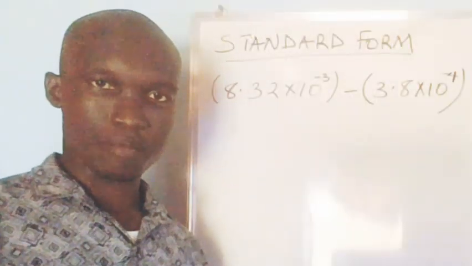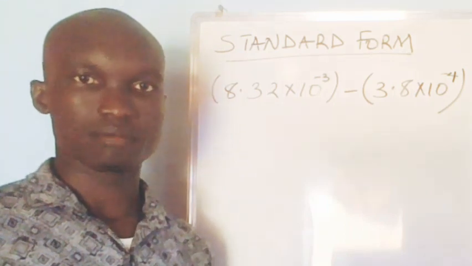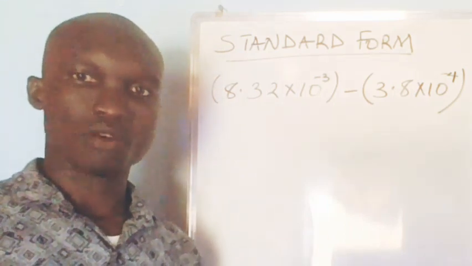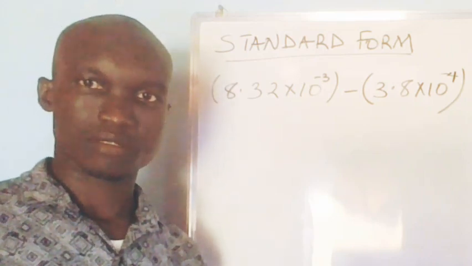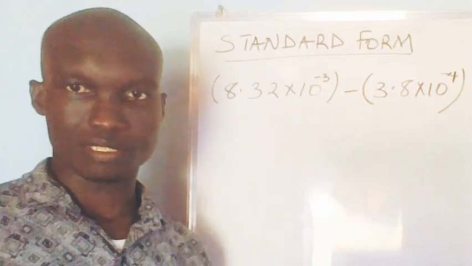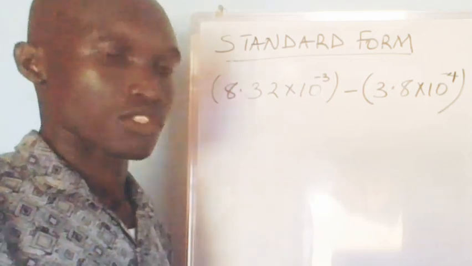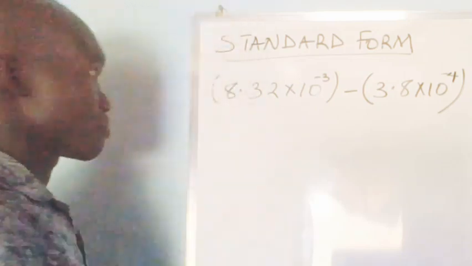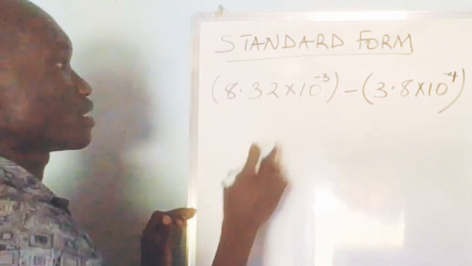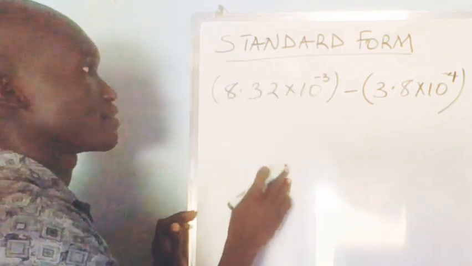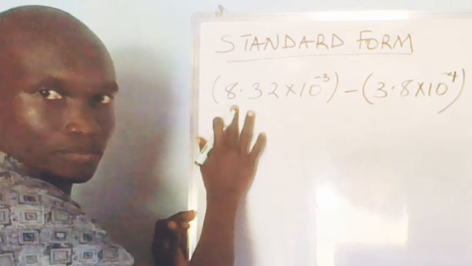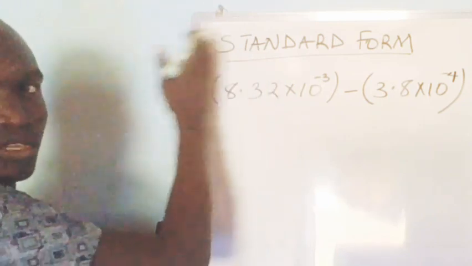Now we are given this number. And let's see how we can subtract them. The first thing you have to do is convert them to numbers which have decimal points, so that it will be very easy to subtract the both of them. So let's convert this back to numbers with ordinary decimal points. We have 8.32 times 10 raised to power negative 3. Now we are here. That means we add the zeros this side.